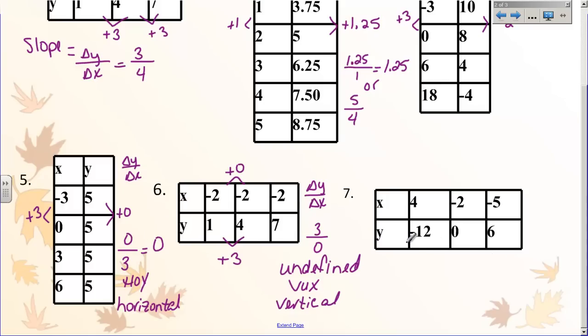One more, and then we'll move on to an application problem really quick. So my change here is plus 12, so I'm increasing. My change here, though, from 4 to negative 2 is a decrease of 6. So my delta y over delta x becomes 12 over negative 6, and when I simplify that, that becomes negative 2. So the slope of this line is negative 2 or negative 2 over 1. And so my rise over my run, I am decreasing. Again, I have a line that decreases from left to right. So let's apply this really quickly.